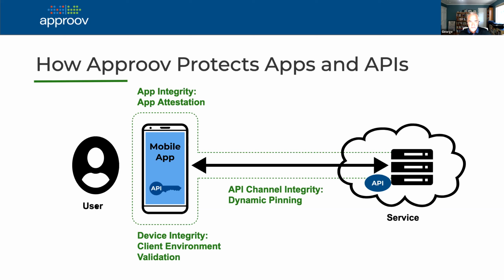We protect those from being exploited, and we protect the service from being exploited, because we block any API access which is not coming from a genuine app and a genuine user. So this is what we do, and this is what Approov does very well.